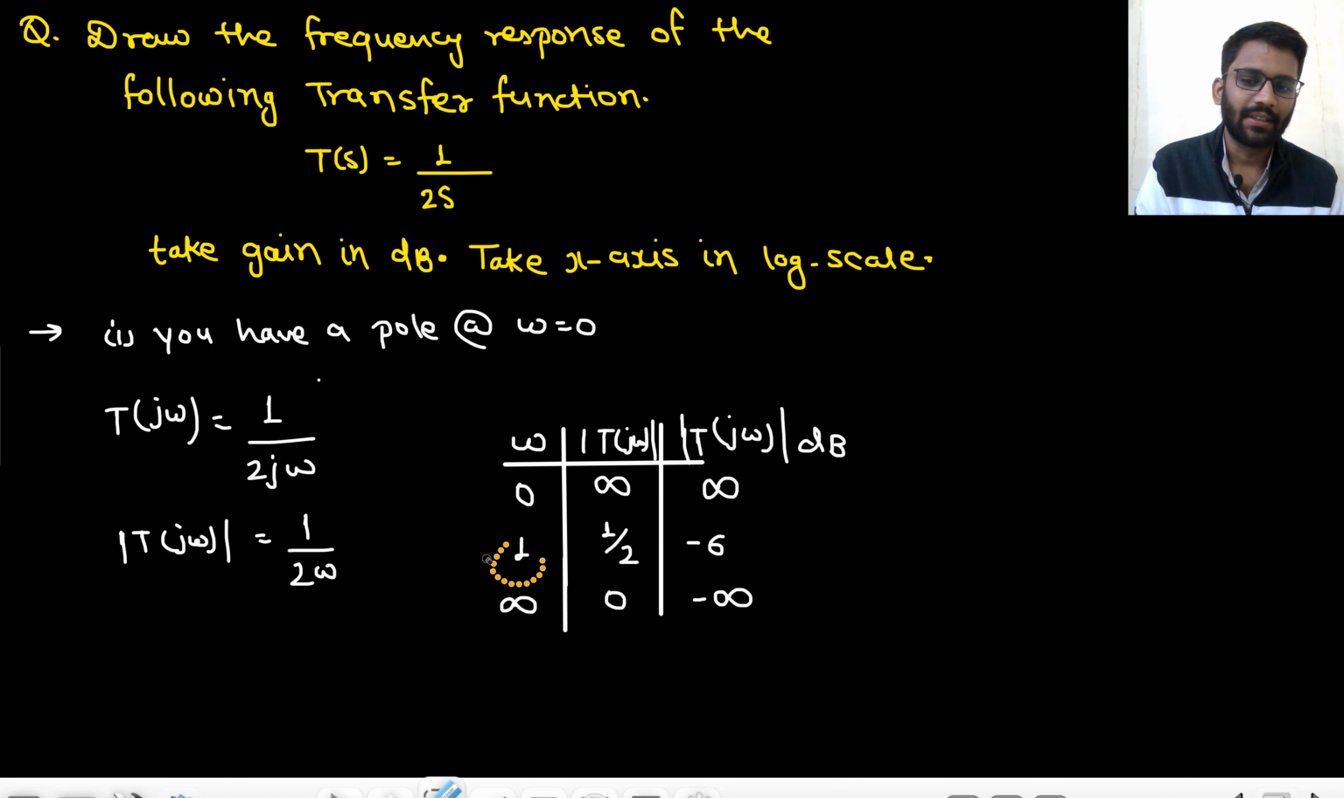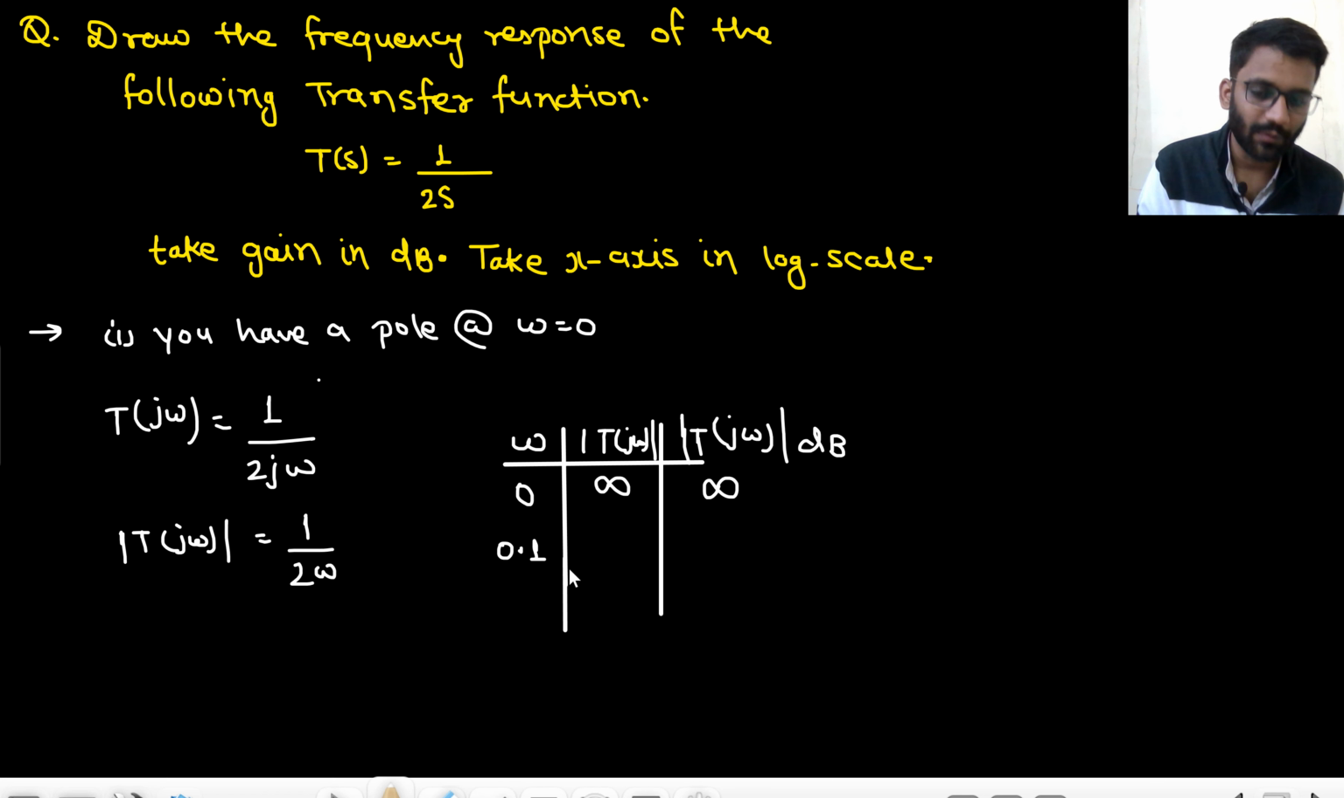But tell me one thing. Here I will be interested in some more points, right? I will be interested in 0.1 because that's where I will be starting from. So at 0.1, this will be 5, right? And what will be the gain in dB? 20 log10 5. So I have to calculate. 20 log10 5 will be 13.97.